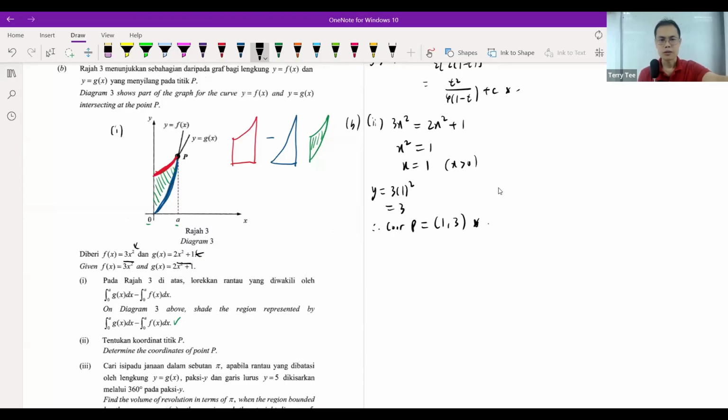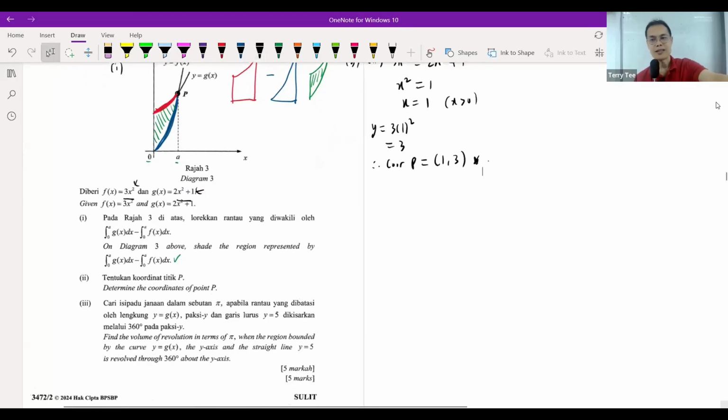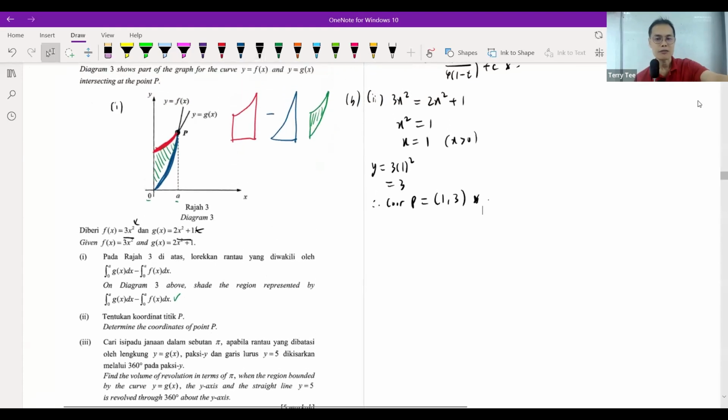Okay, we're done. The strange part I find about this question is that we anticipate we're going to use the result of point P to find the volume for the last part. Find the volume of revolution in terms of pi when the region bounded by the curve gx, the red one, is rotated. Shouldn't rub it off. This is your answer. Okay, leave it. Your gx is there, and then the y-axis. Y-axis I put here. This is the purple one. And the straight line y equals 5. Now, where is 5?